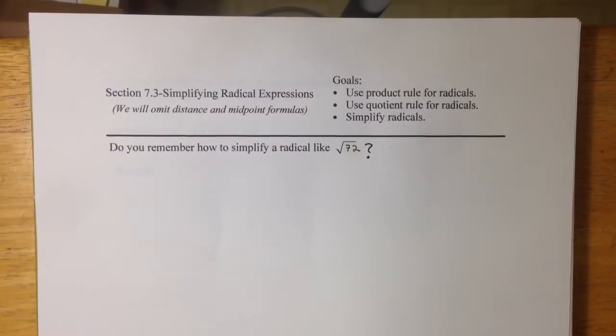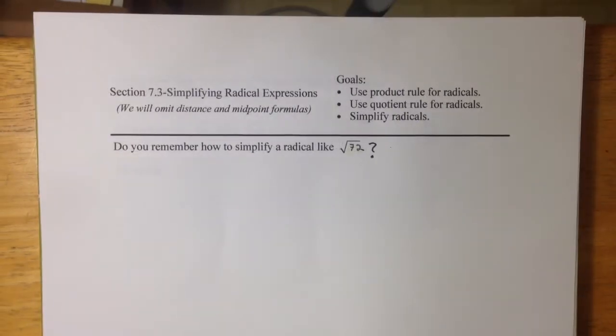This video covers section 7.3, Simplifying Radical Expressions for Math 95 at Linn-Benton Community College. Our goals in this section are to use the product rule for radicals, the quotient rule for radicals, and generally to simplify radicals. If you happen to be reading along with your book, notice that we're not going to cover the distance and midpoint formulas, but that's okay, they won't be on your test.